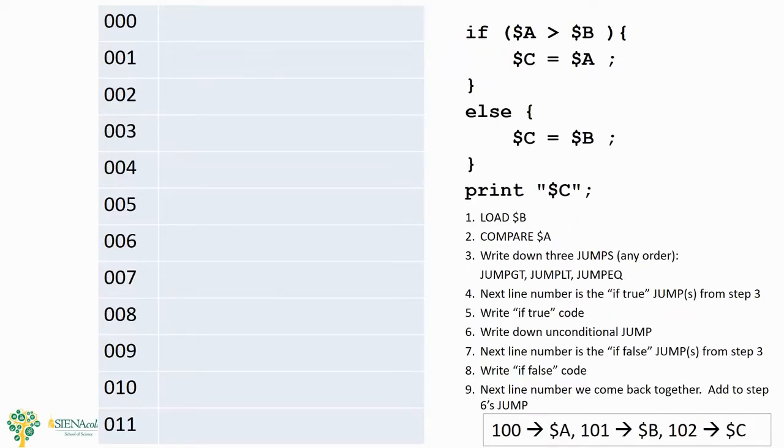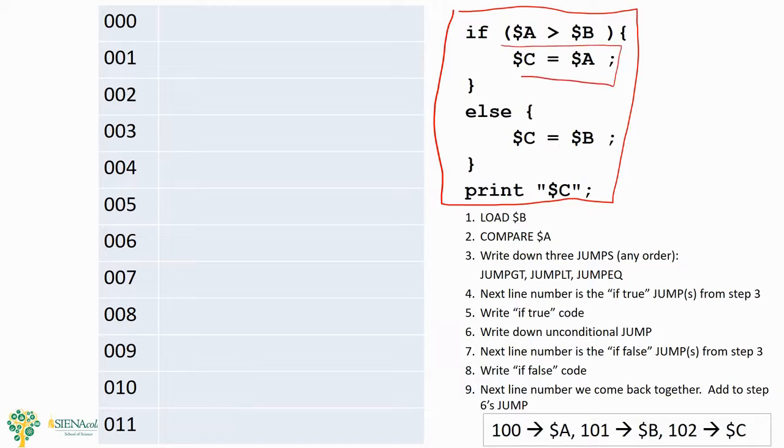Let's take what we just saw and put it into practice. We've got a simple Perl program, an if, and a print. C is equal to A is our if true. C is equal to B is our if false. And lastly, we come back together at the print statement. I'm going to follow these in order.